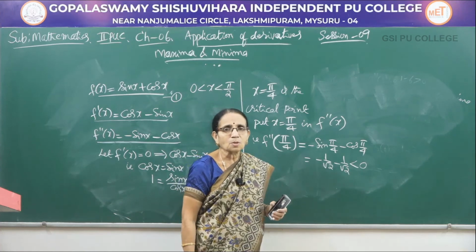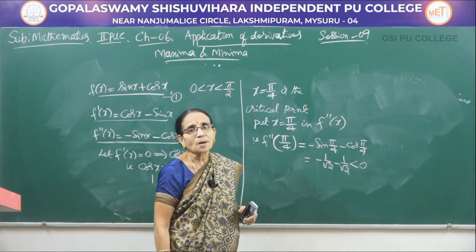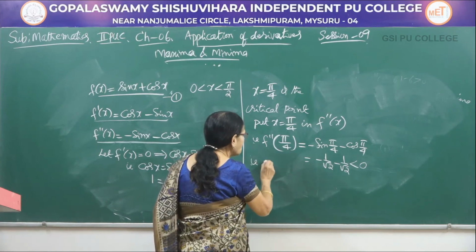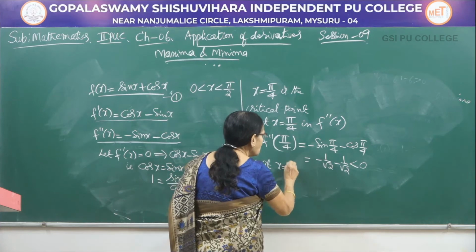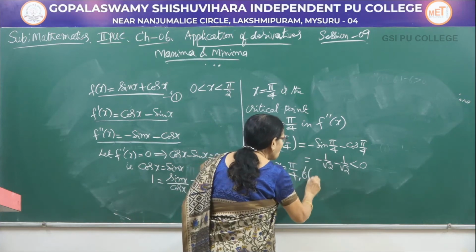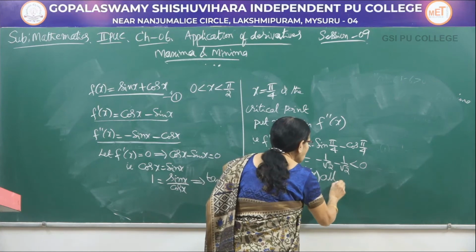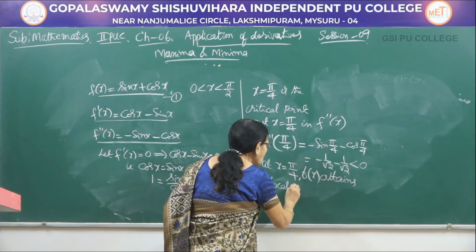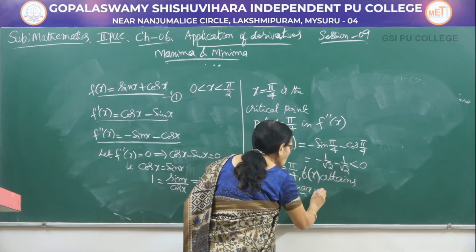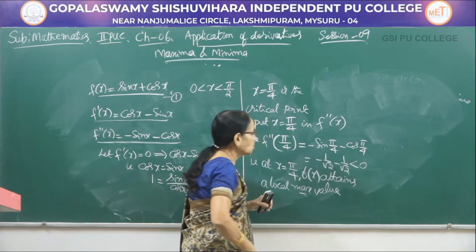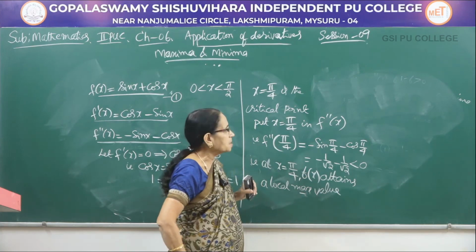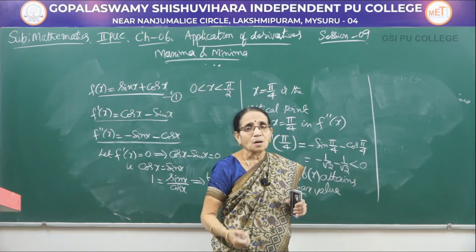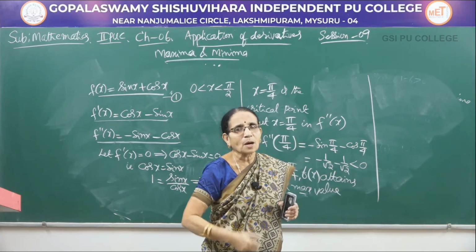So less than 0 means what is your conclusion? The function is attaining a local maximum value. That is, you write at x is equal to pi by 4, the function f(x) attains a local maximum value. So this is only for confirmation. The second derivative is used only for confirmation whether it is attaining a maximum value or a minimum value.